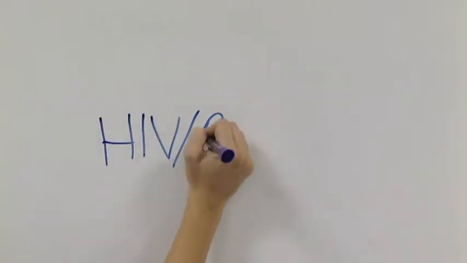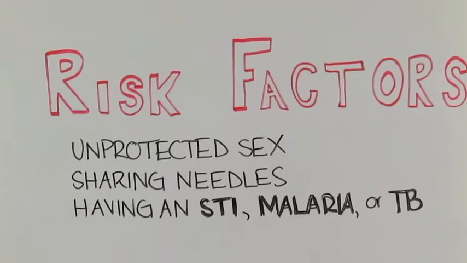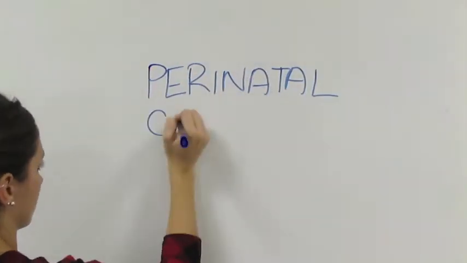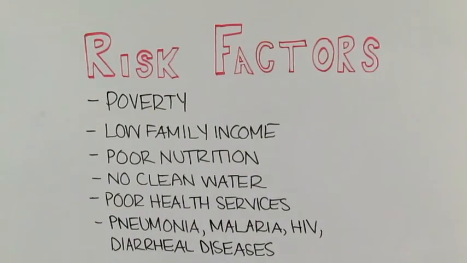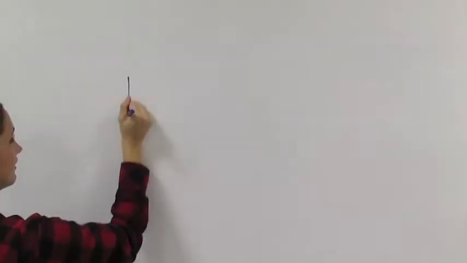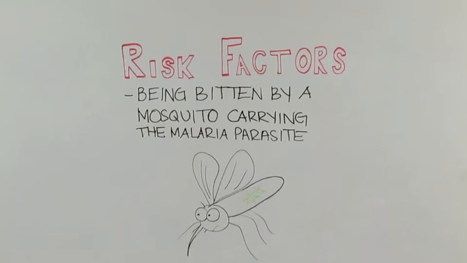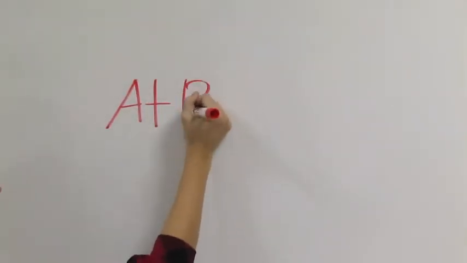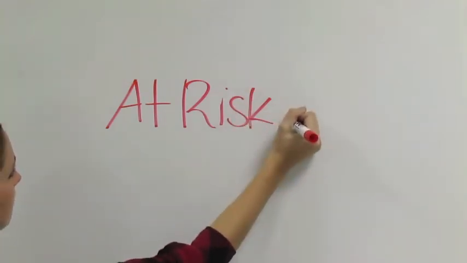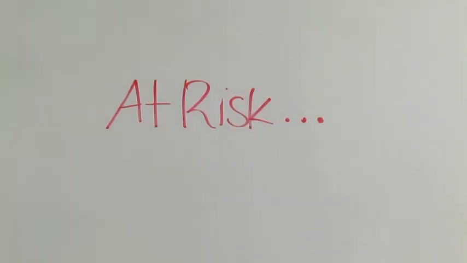There are many factors for HIV/AIDS, including unprotected sex. Some of the perinatal risk factors include inadequate nutrition and poor access to safe drinking water. The main risk factor for malaria is being bitten by mosquitoes carrying the malaria parasite. As resources are finite, we must focus our attention on the most at-risk populations. These include women, children, and people living in rural areas.